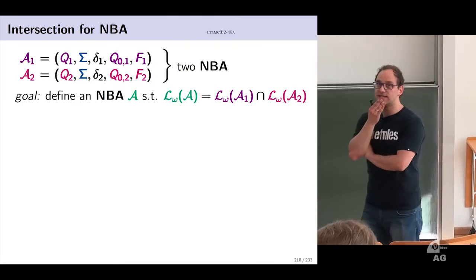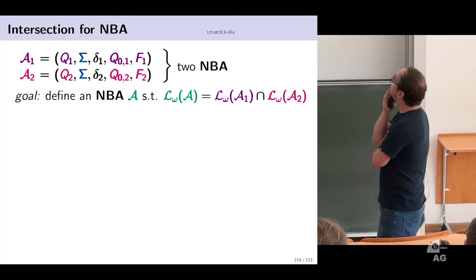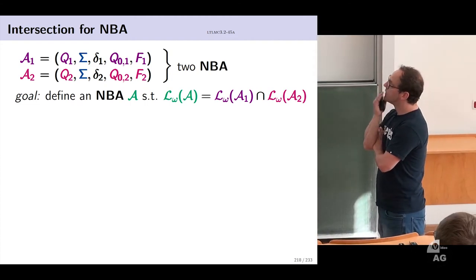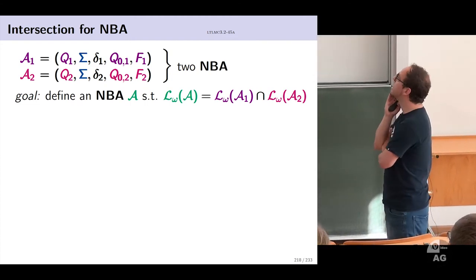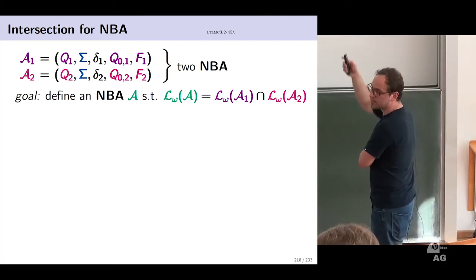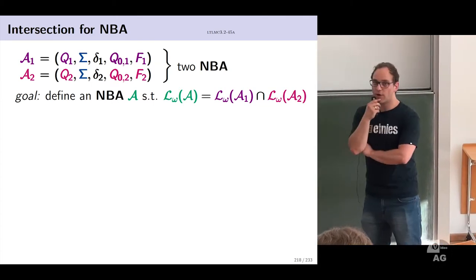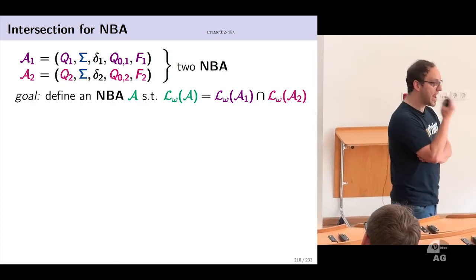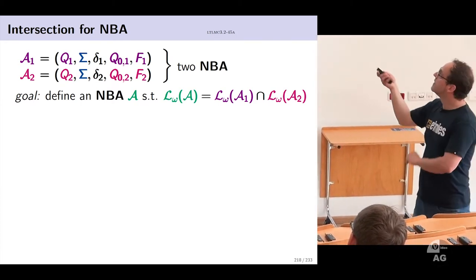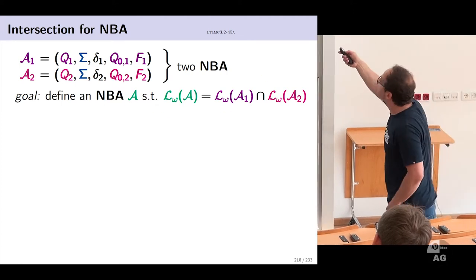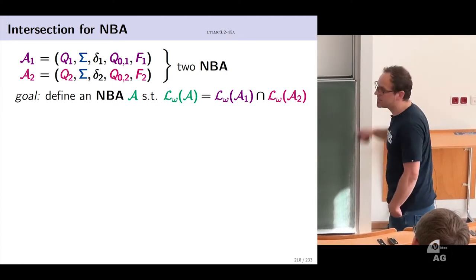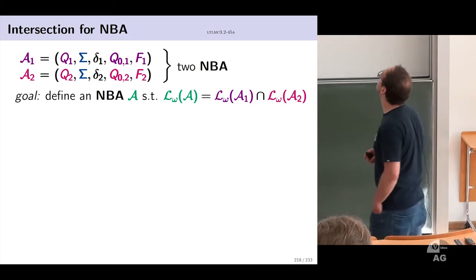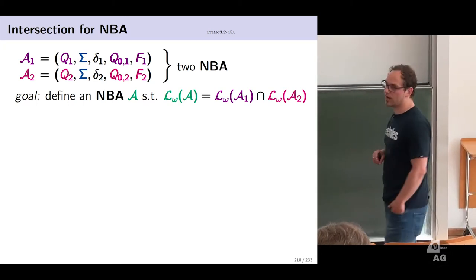Okay, so the last part of today. We're given two NBAs, A1 and A2, defined as usual. And now our goal is, how can we define an NBA A, such that the language of this non-deterministic Büchi automaton is the intersection of the languages of the two automata A1 and A2?